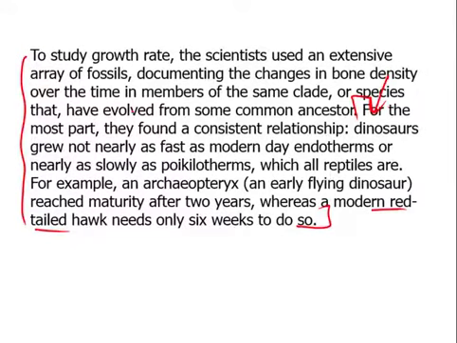Scientists found a consistent relationship. Dinosaurs did not grow nearly as fast as modern-day endotherms, or nearly as slowly as reptiles. So we know dinosaurs do not grow as fast as modern-day warm-blooded animals. They give an example: this early flying dinosaur took 2 years to mature, whereas a red-tailed hawk, the important part, takes only 6 weeks to grow. So thinking in our own terms, the red-tailed hawk grows really fast, and that's why it's mentioned: to contrast its growth rate with that of a flying dinosaur, which is much slower.